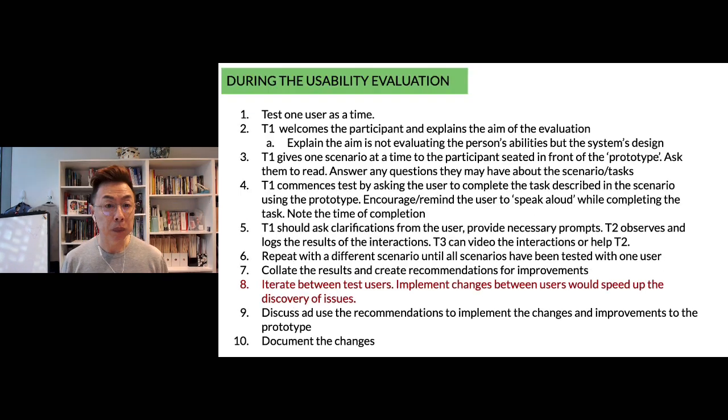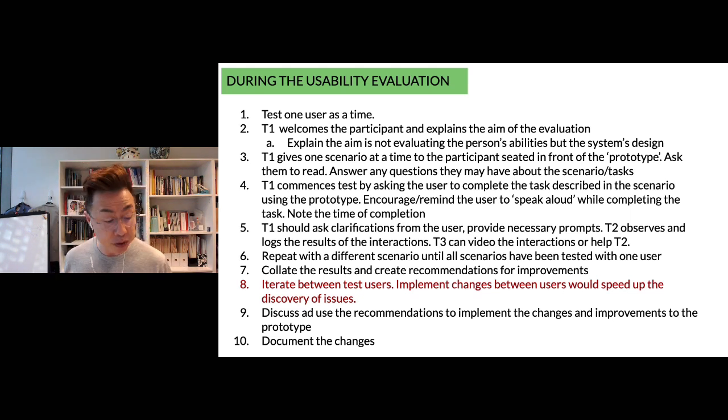So what happens during the usability evaluation or usability testing session? What you need to do is test one user at a time, of course. So you go to your waiting room, you invite the first one in. T1 welcomes the participant and explains the aim of the evaluation. So this is using the session script, okay? But it's very important to explain that the aim is not to evaluate the person's abilities, but the system's design, because a lot of times people get a bit scared because they think that it is them that's being evaluated. Really, it's not. It's about saying to them that you're the expert, you are the user, but we want to test whether our system is good or not.